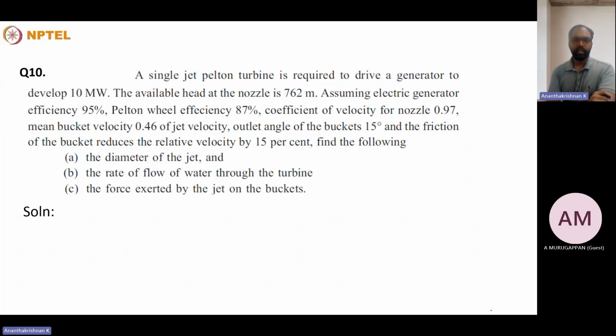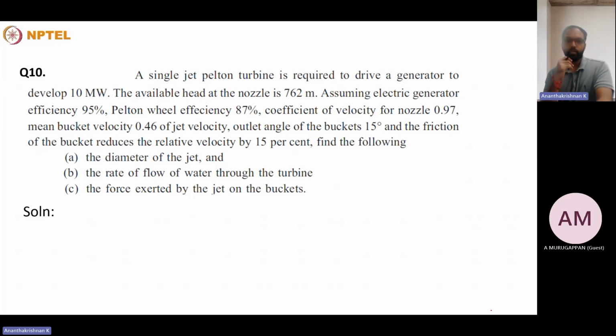Assuming electric generator efficiency to be 95%, Pelton wheel efficiency to be 87%, coefficient of velocity for nozzle 0.97, mean bucket velocity of 0.46 times the jet velocity, outlet angle of the buckets to be 15 degrees, and the friction of the bucket, the change in the relative velocity between the inlet and outlet is 15%. That is represented by the friction of the bucket reducing the relative velocity by 15%. We need to find the following.